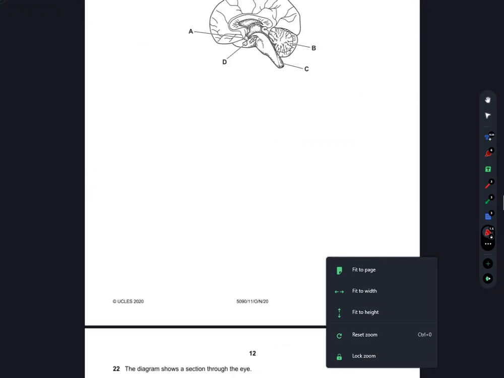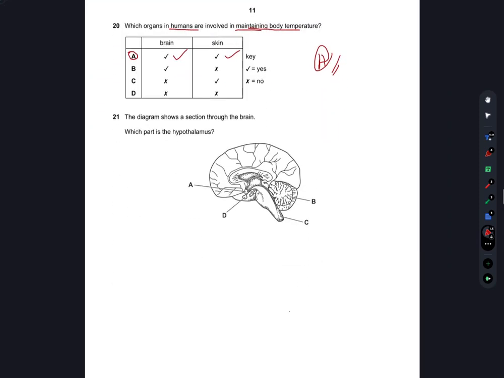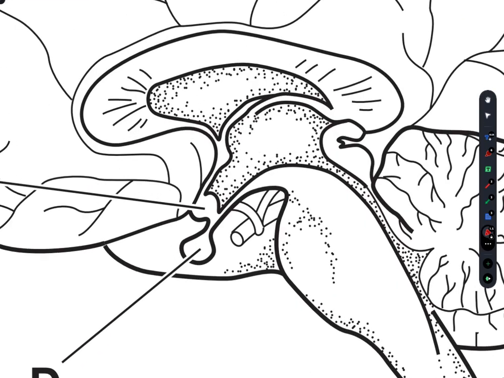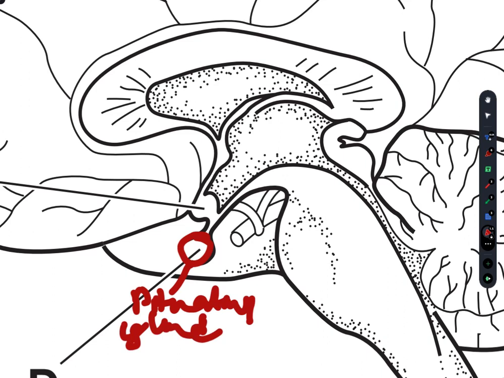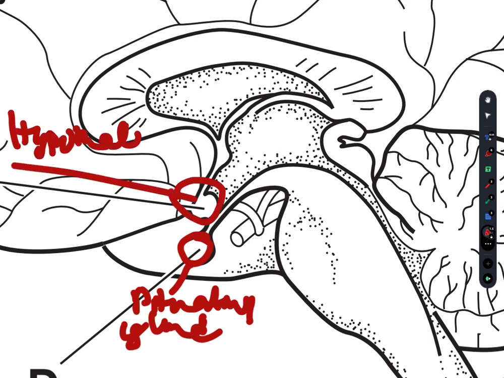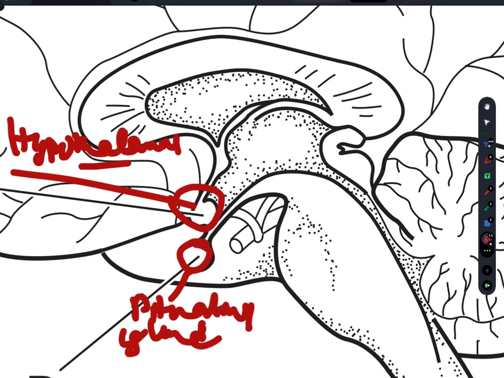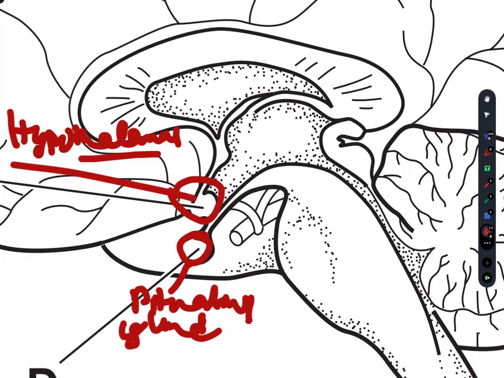The diagram, this diagram. Now we have to identify simply the hypothalamus in this. This is the pituitary gland. Whereas this is the hypothalamus. The pituitary gland is a small gland attached close to the hypothalamus. So we can say that this is the hypothalamus and this is the pituitary gland.